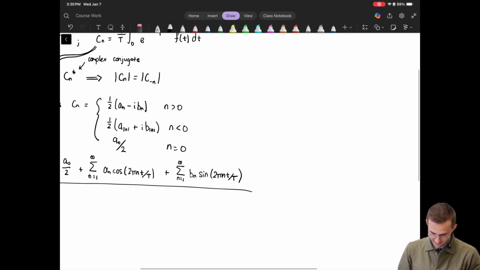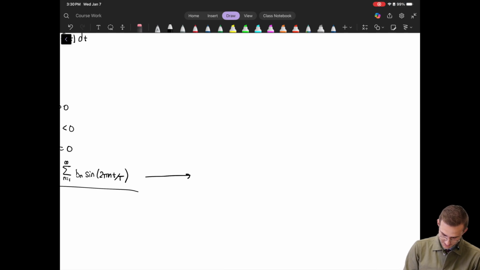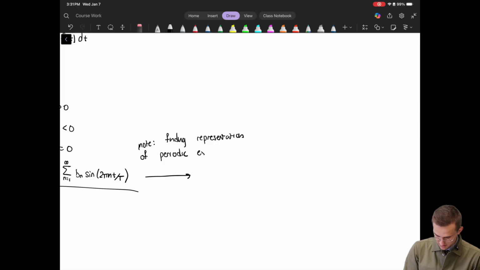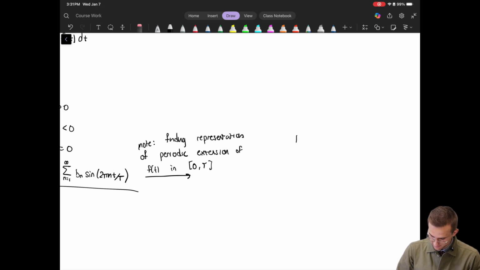So, in fact, I can even just draw it really quick. Note: we're finding a representation of the periodic extension of f of t in the interval 0 to T. So let me draw what I mean by that. Let's say we have a function that looks like this. This is f of t, and this is t on that axis, and then this is capital T.